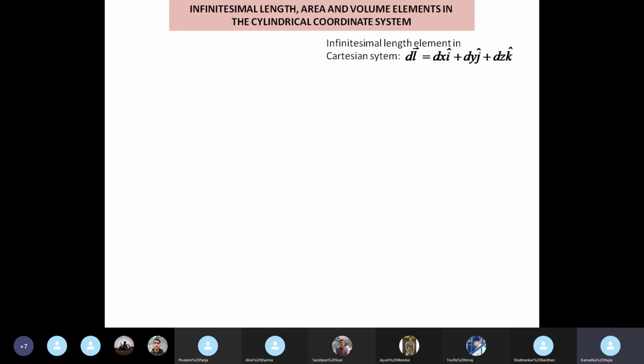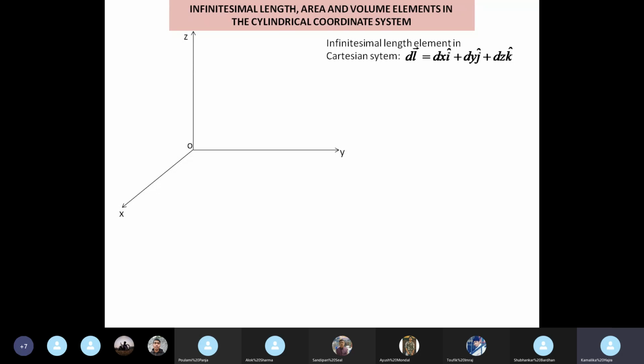Now we all know that the infinitesimal length element in the Cartesian system, dl, is given by dx i cap plus dy j cap plus dz k cap. This we all know, right? Now we want to write this same element in the other coordinate systems. For now we know only the cylindrical system, so we'll see how to write this in the cylindrical system.